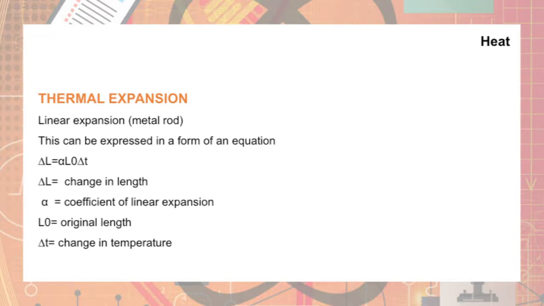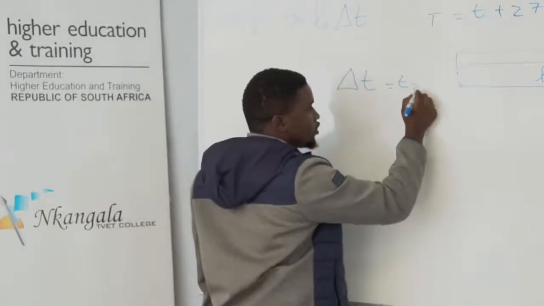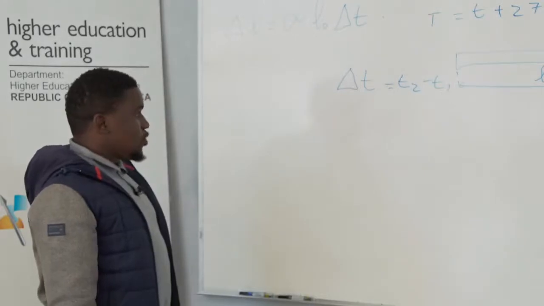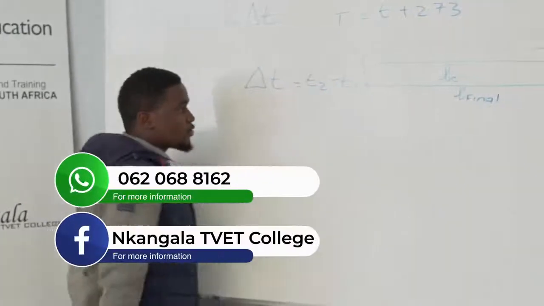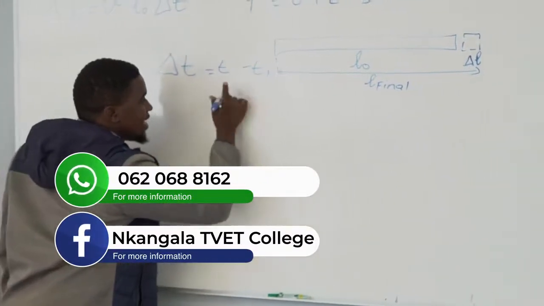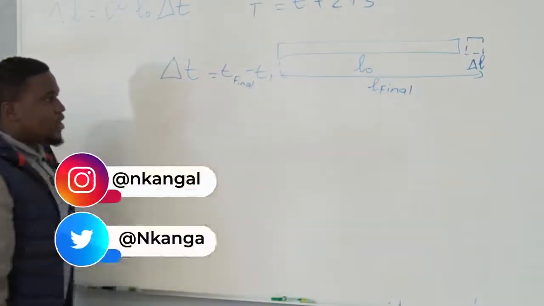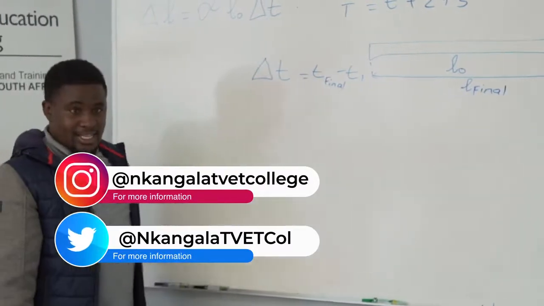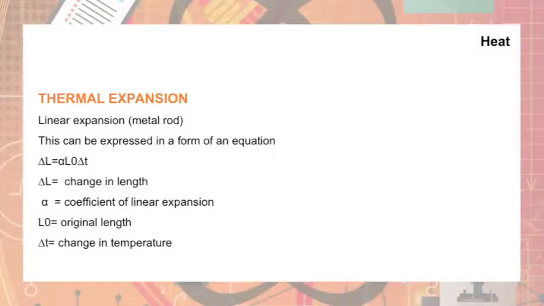Then we have our change in T. Basically, our change in T is equal to T2 minus T1. Then what do we know about this T2 and T1? According to this diagram that we have drawn here, we can simply say this one is the final temperature, T2. This one is the initial temperature.